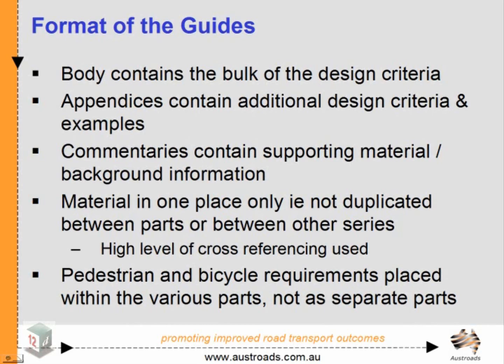Another difference from previous Austroads guides is we don't have a separate guide for pedestrians and cyclists. The relevant parts of geometric design for pedestrians and cyclists have been brought into the relevant part of the road design series. For example, on-road bicycle lanes has been put into part 3. But in saying that, it was agreed up front that the pedestrian and cyclist requirements shouldn't be separate, because designers weren't using that sort of material.